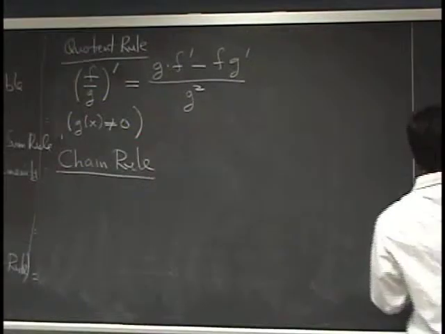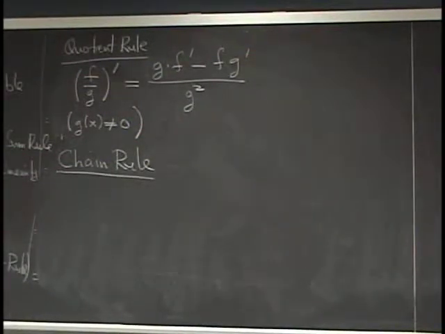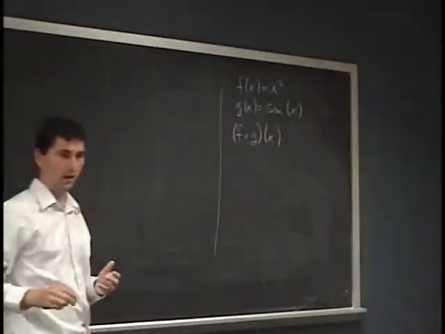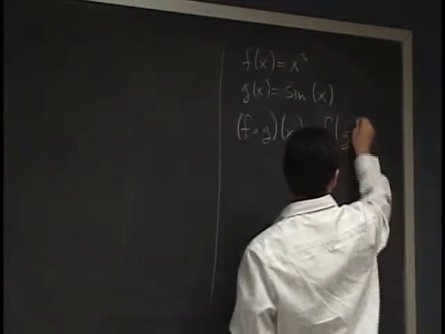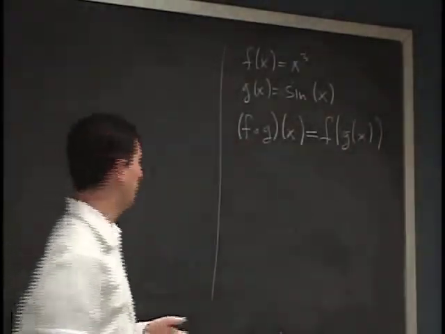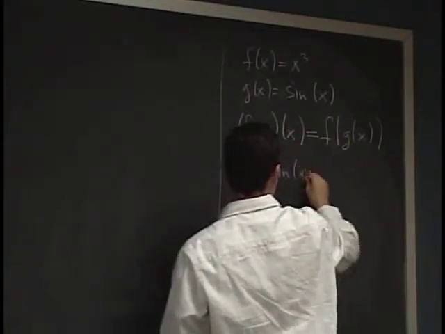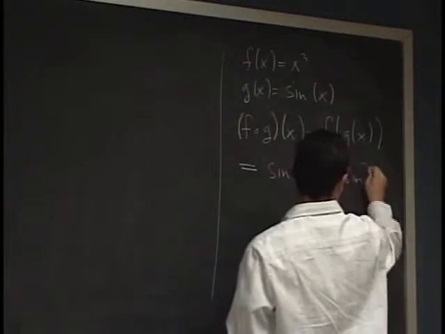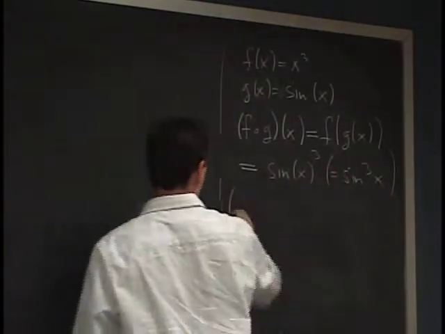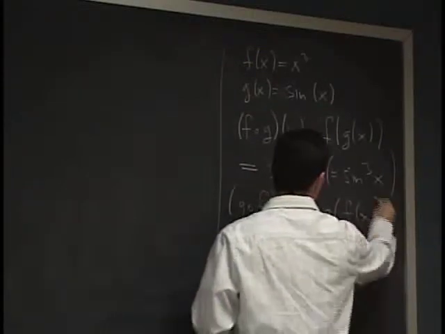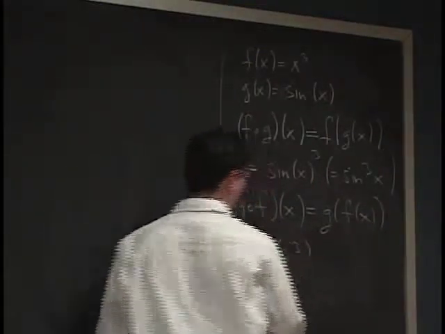Okay, so recall that, if you have some function, say x cubed, and another function, sine of x, then it makes sense to talk about f composed g of x. And by definition, this is just take f and apply it to the output of g. In this case, f is x cubed, so you put sine of x in there, so you get sine of x cubed, although this is usually written sine cubed x. And of course, you can do this backwards. G composed f of x, and this is g of f of x, and in this case that would be sine of x cubed.